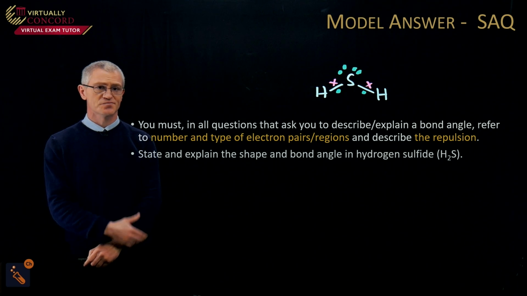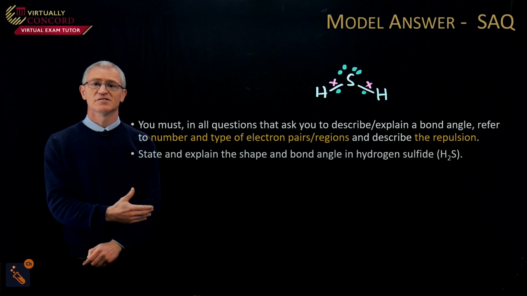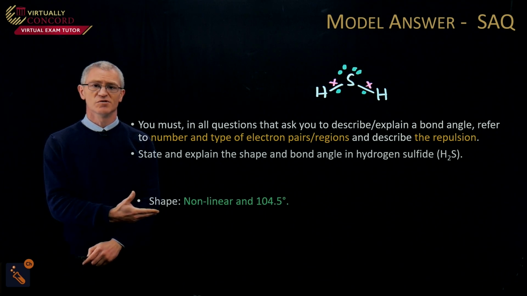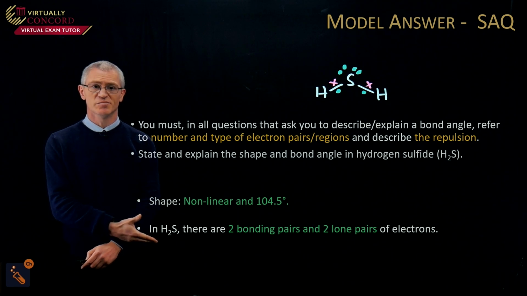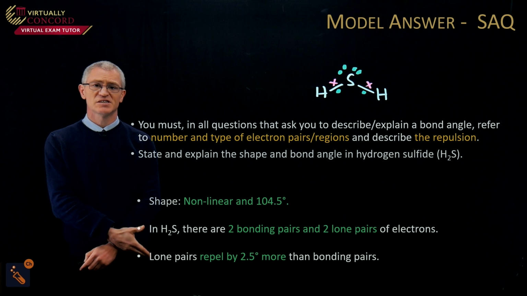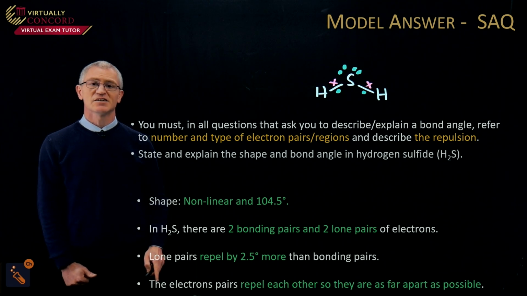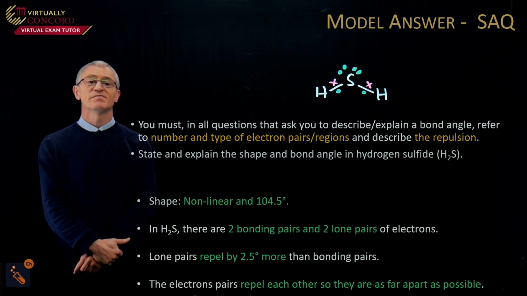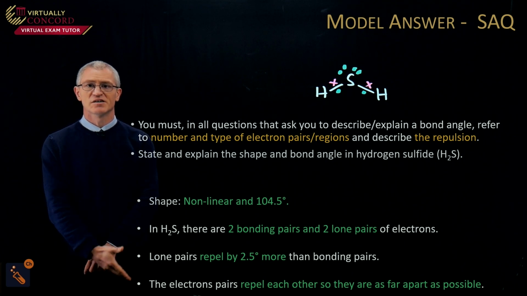First of all, we can see it's got 2 lone pairs of electrons and 2 bonding pairs, so that is non-linear, 104.5. We have to state that there are 2 bonding pairs and 2 lone pairs of electrons. We have to say that the lone pairs repel by 2.5 degrees more than bonding pairs. Each one of these is mark worthy, so make sure you do them. And then the last bit is that the electron pairs repel each other so they are as far apart as possible. All of these could potentially get you a mark in the exam.